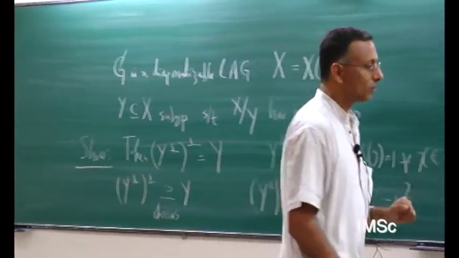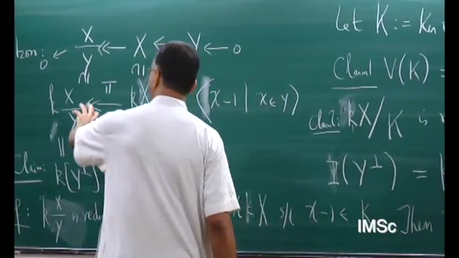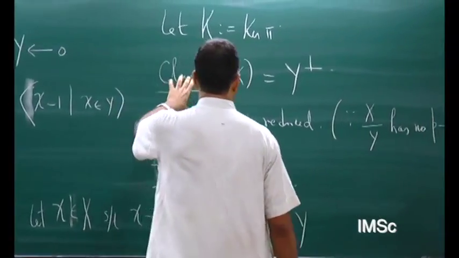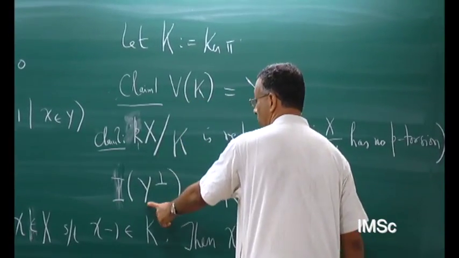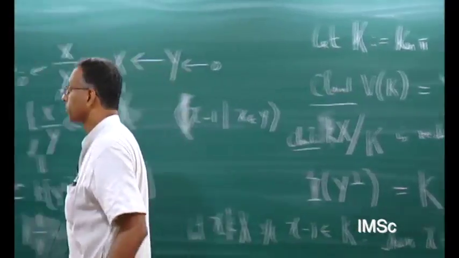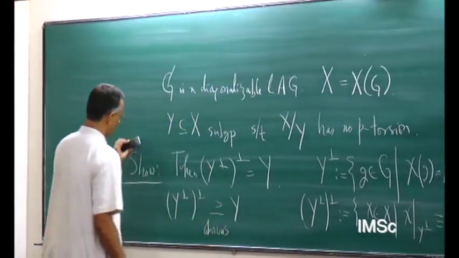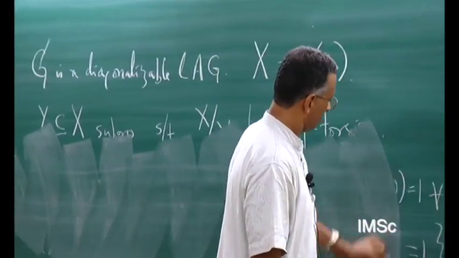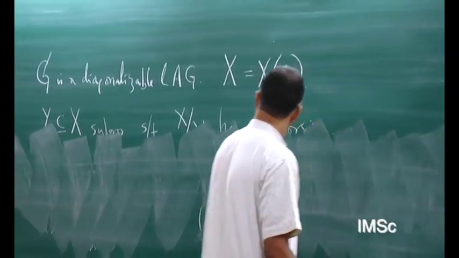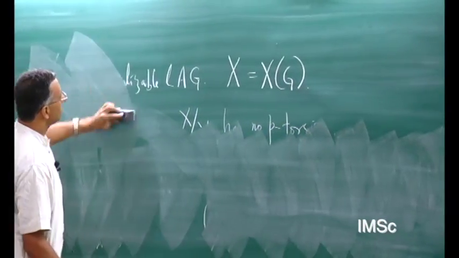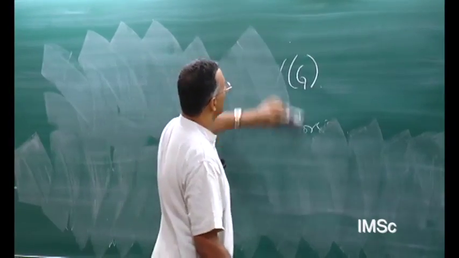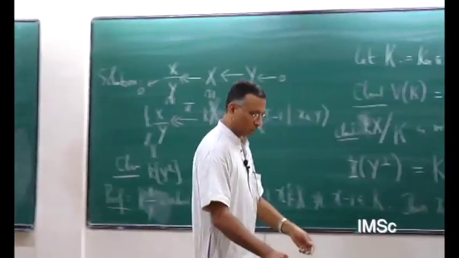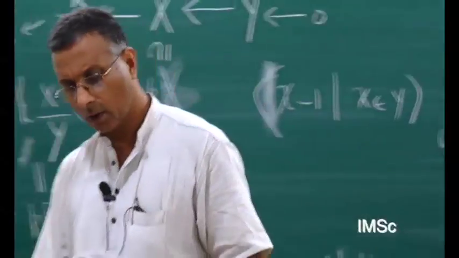I repeat, the point I want to make is the fact that this is reduced, and therefore you have these two claims from which it follows that I of Y perp is K. Okay, any questions on what we were doing?